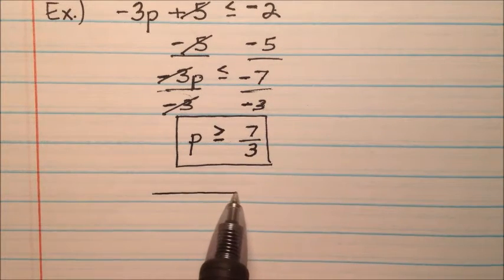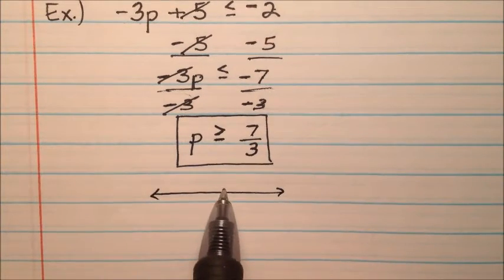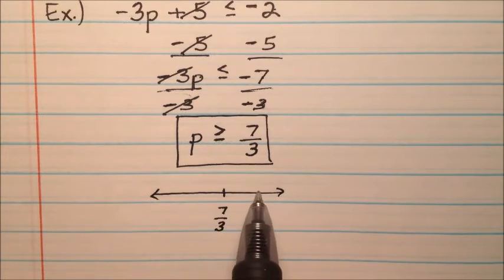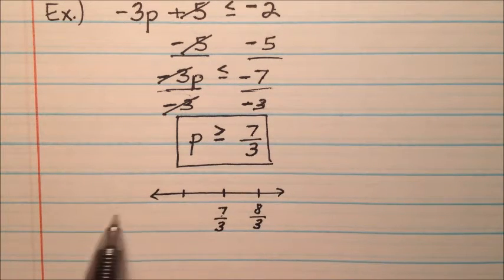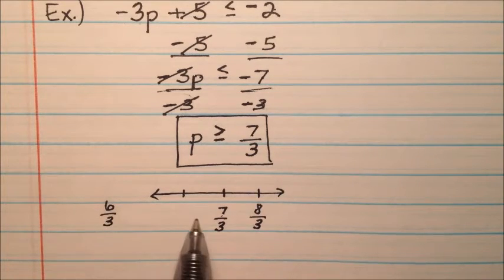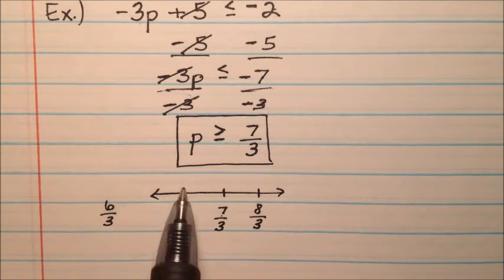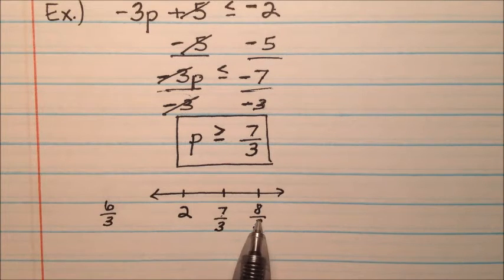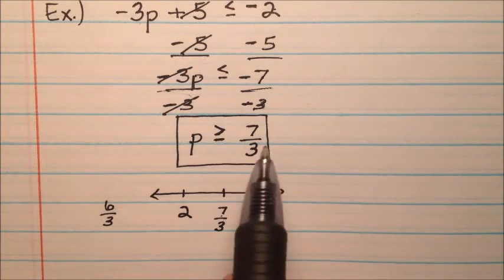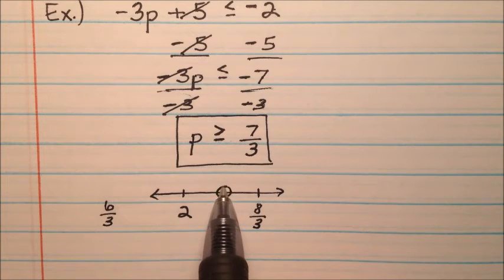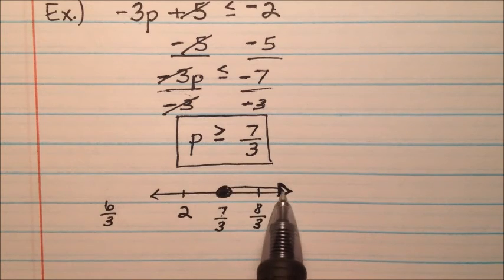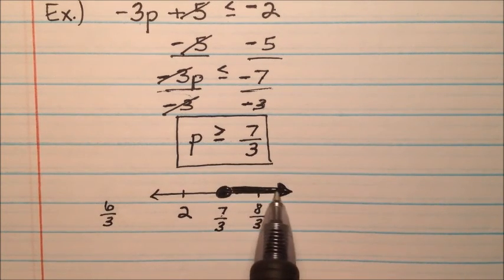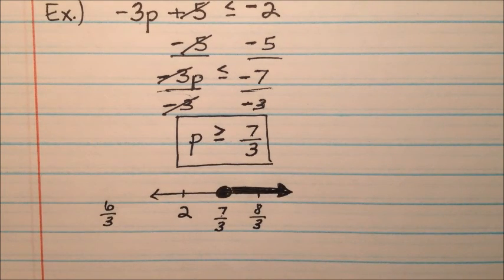But of course, since it is an inequality, I need to jump down here and I need to graph it. So when I go one more than 7/3, I'll get 8/3. And when I go one less than 7/3, I'll get 6/3. But notice that can reduce to 2. So I'm going to, on the number line, actually put the reduced version of it. So it's going to be a closed circle at 7/3 because it's greater than or equal to. And since it's greater than, we're going to head over to the right. So there's the solution and the graph for the final inequality example.